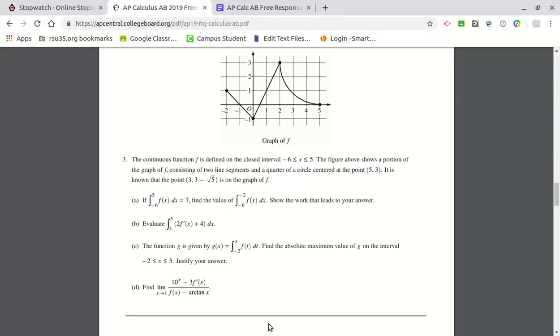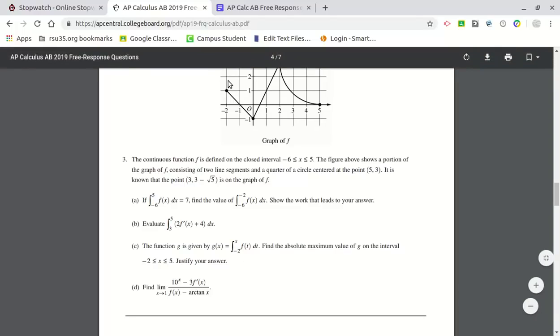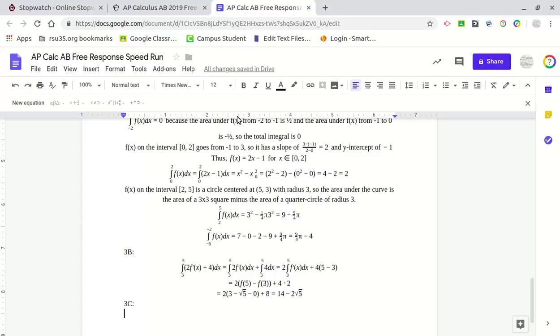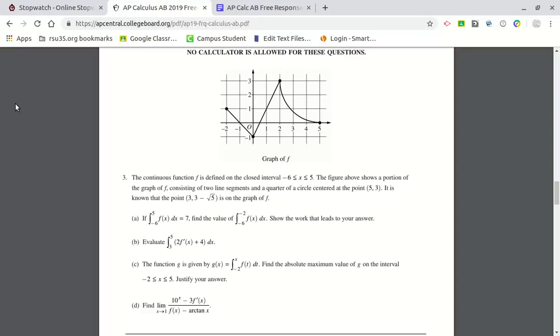Okay, 3c. The function g is given by that. Find the absolute maximum value of g. Justify your answer. So a local maximum will appear wherever g prime of x, which is f of x. Okay, so do I have to write that down? Like, it was that obvious. I'm gonna do it anyway. So the derivative of g of x is f of x.